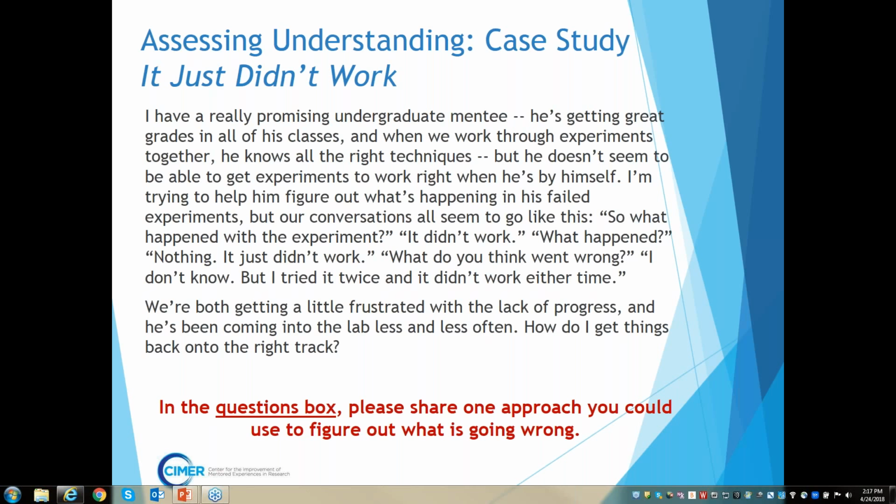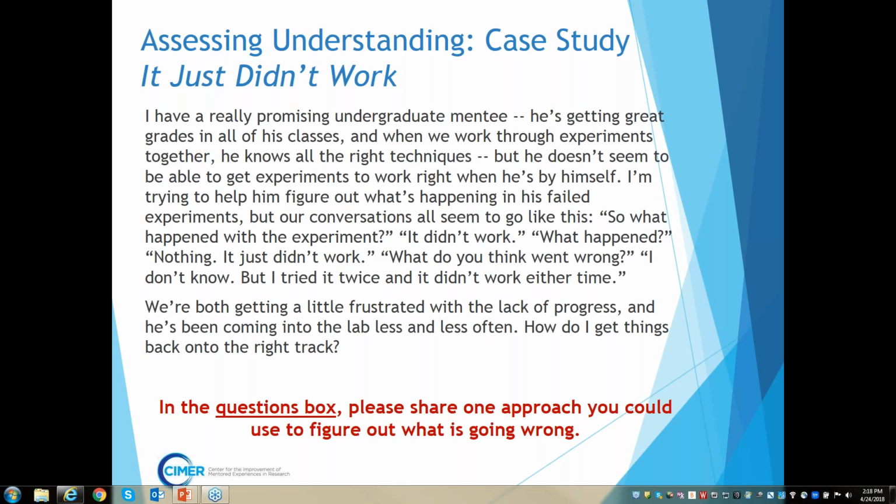So Darsa's suggesting, Arlene, consider having him work with another student who's stronger in this area. Yeah, that near-peer mentoring can really be useful here, and it can be really beneficial to both this undergrad mentee as well as the senior student. Darsa said, ask him what he expects should happen. So that's very interesting too.